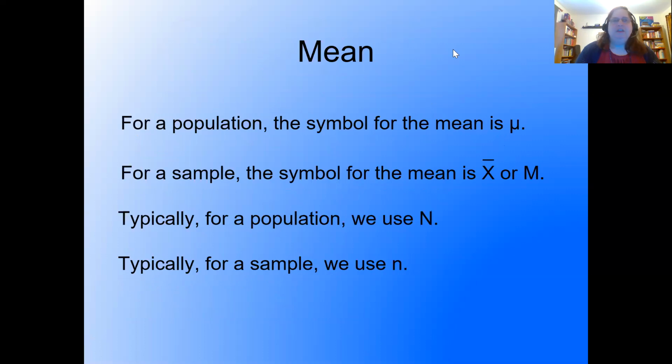So with that being said, let's talk a little bit more about the mean. For a population, the symbol for the mean is mu. For a sample, the symbol for the mean is x bar, which is x with that little bar over it, or M. Also, typically for a population, we use capital N to represent the number of values we have, whereas for a sample, we typically use lowercase n to represent the number of values we have. There'll be an exception to this rule we'll get to later. That's why I'm saying typically. But for now, just hold on to that.